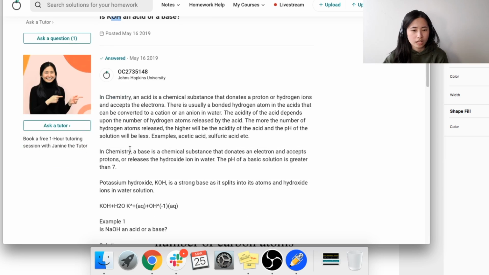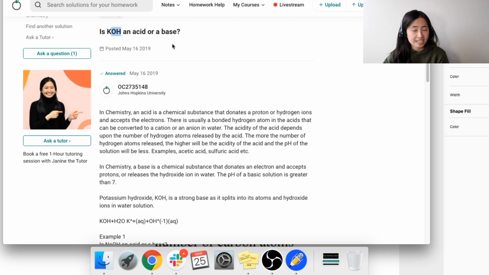So maybe let's check what they've written out. They're saying in chemistry, an acid is a chemical substance that donates a proton or hydrogen ions. This is right, and that comes from Arrhenius, if you haven't heard of him. What Arrhenius said was for a substance to become an acid, you need to be able to donate that proton. There is usually a bonded hydrogen atom in the acid that can be converted to a cation or anion in water.